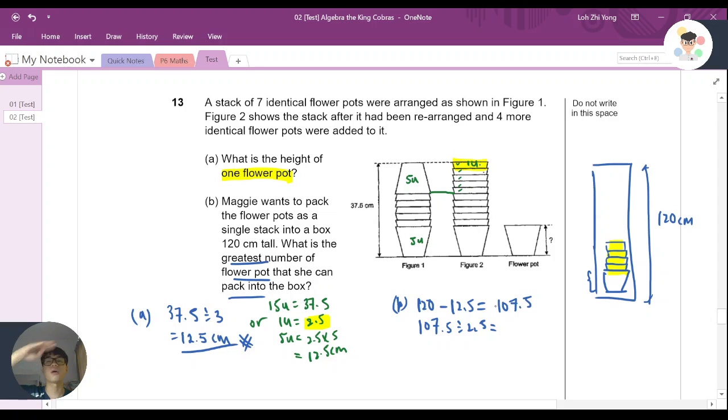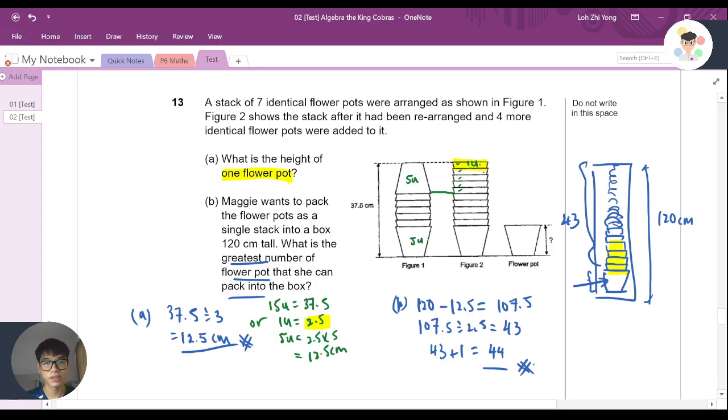Because once I divide, I know how many of it I have. If you divide, you'll find out the answer is what? Maybe from the calculator, 107.5 divided by 2.5, sorry, is 43. Means that I actually have 43 of these stacked ones. And once I know that I have 43 of it, don't forget you have one more flower pot below. So you need to add 1. So the answer is 44. And that's how we solve it.